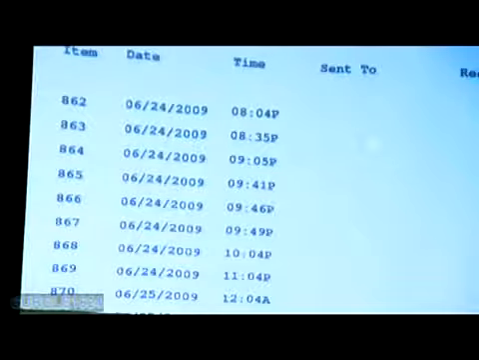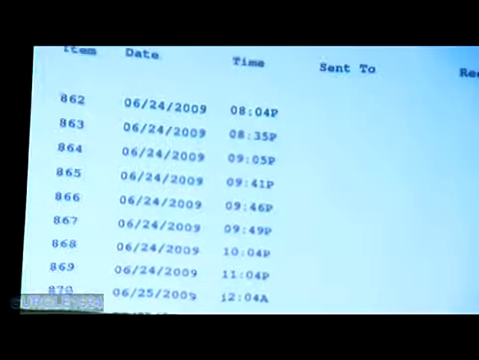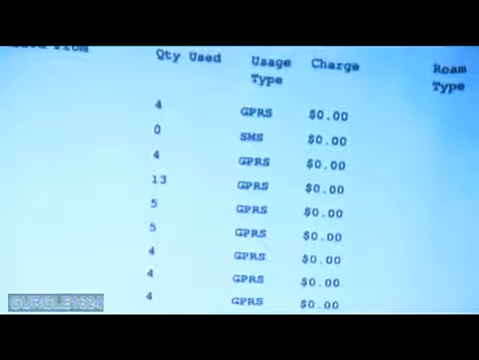Send to, since it's data, there's no information that's indicated there. And receive from, no information. Quantity used, and that's in kilobytes. And we identify it as 4, then we go over to 13. So more data is being used there in comparison to 4. So the higher number represents, would that be like a larger document or a wordier email, something like that? More information is actually sent to the mobile, yes.